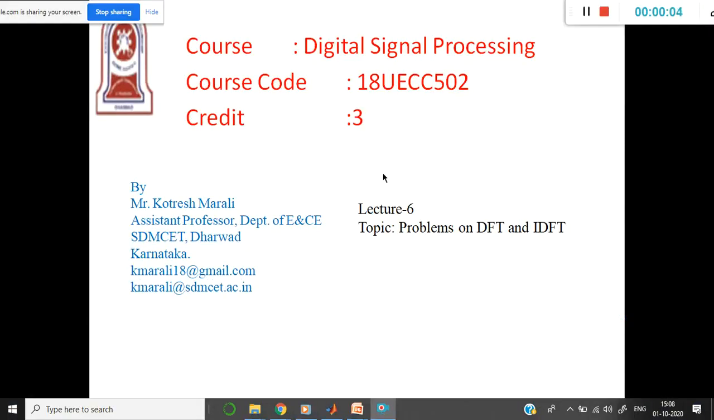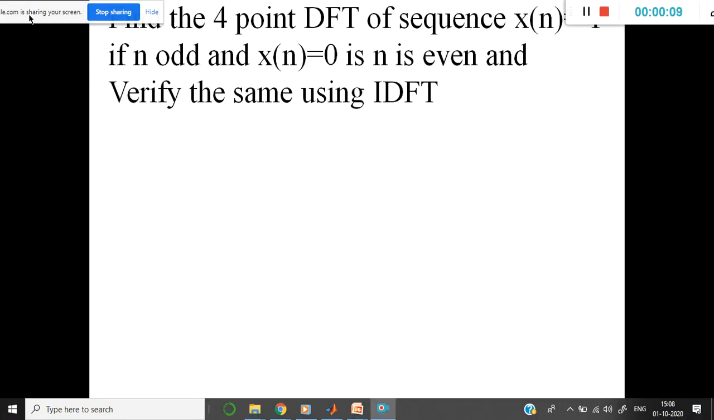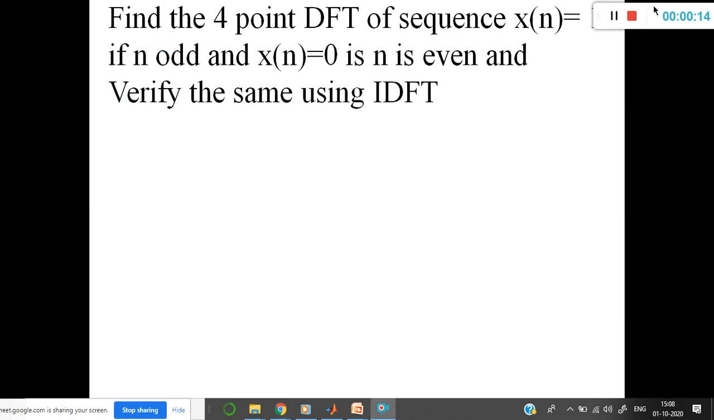Now let us take up one more example here. So note down the problem. Find the 4-point DFT of a sequence x of n equal to 1 if n is odd, and x of n equal to 0 if n is even, and verify the same using IDFT.